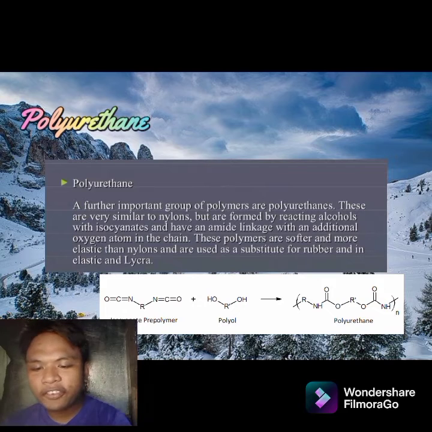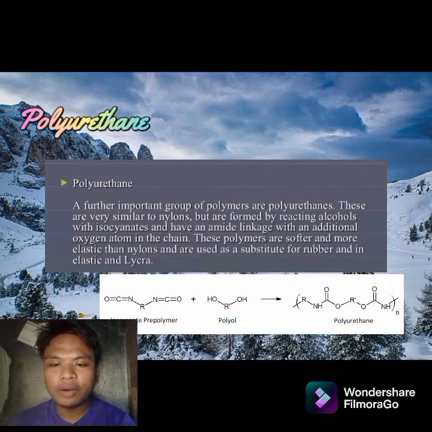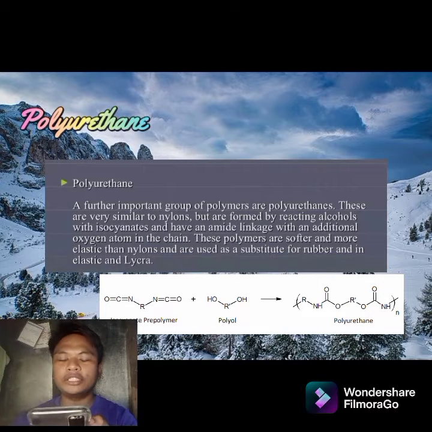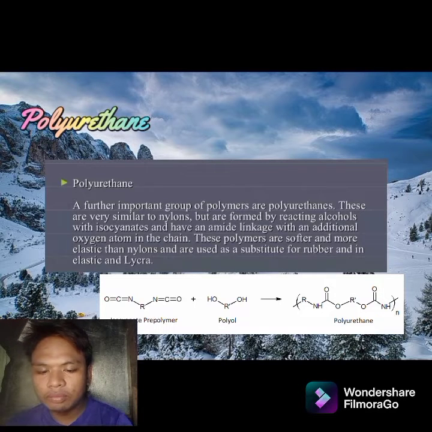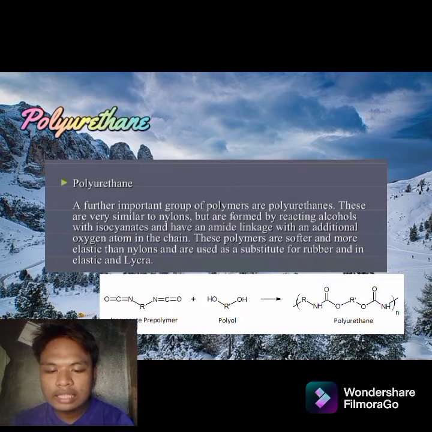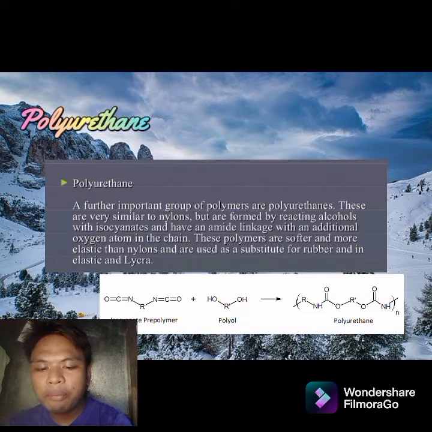Polyurethane. A further important group of polymers are polyurethanes. These are very similar to nylons, but are formed by reacting alcohols with isocyanates and have an amide linkage with an additional oxygen atom in the chain. These polymers are softer and more elastic than nylon and are used as a substitute for rubber and in elastic and Lycra.